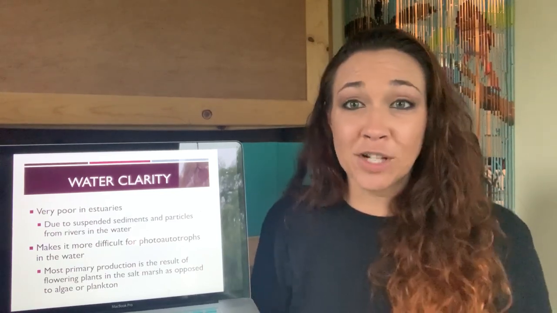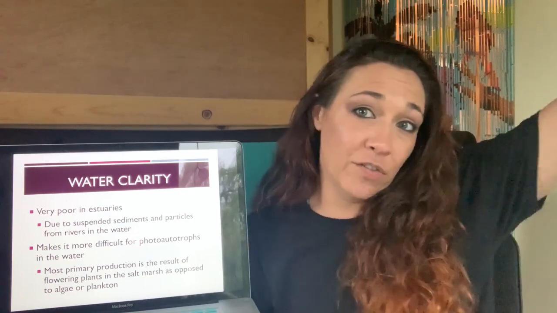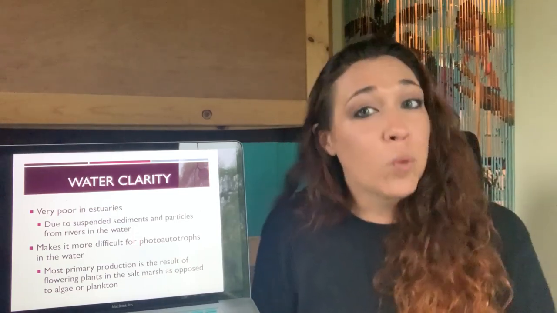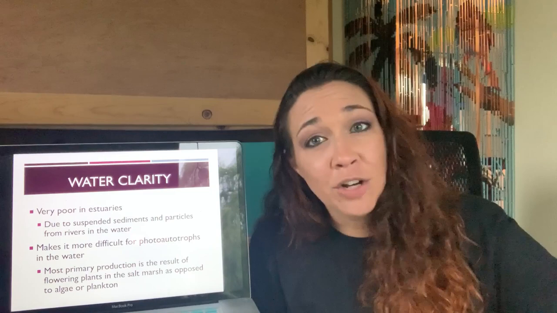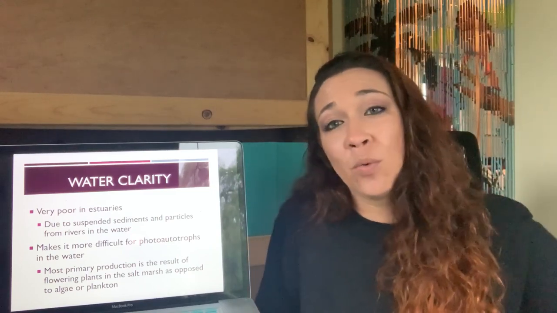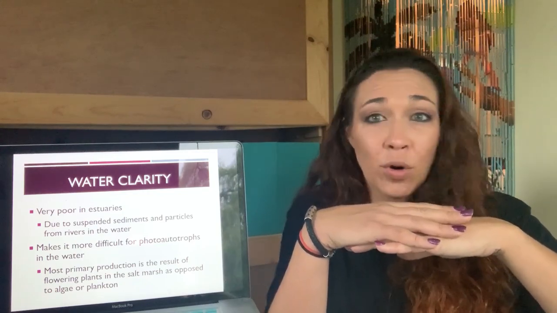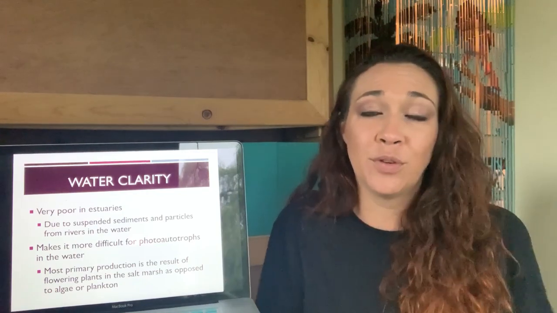Water clarity. We already talked about the sediment, right? We got all the silt and this mud and the sediment that's coming down from these rivers and these streams and this upsource. Great for things like minerals, not great for things like algae, right? Or photosynthetic plants. So what's going to happen is those sediments are going to settle on top of your plants or your algae, and it's going to block you from doing photosynthesis.